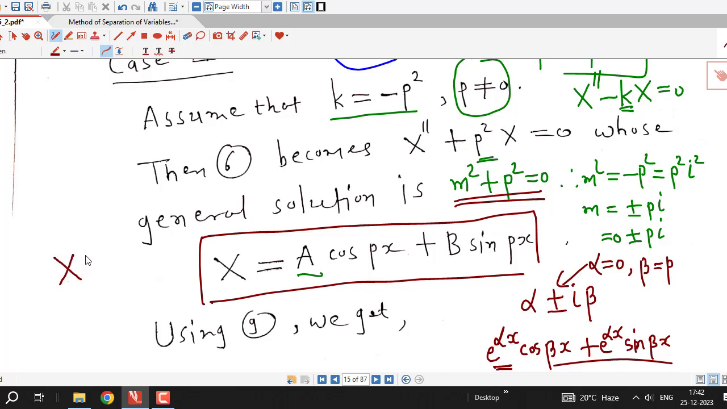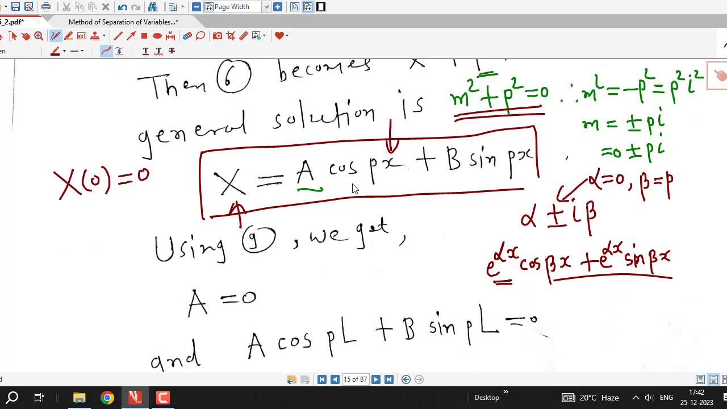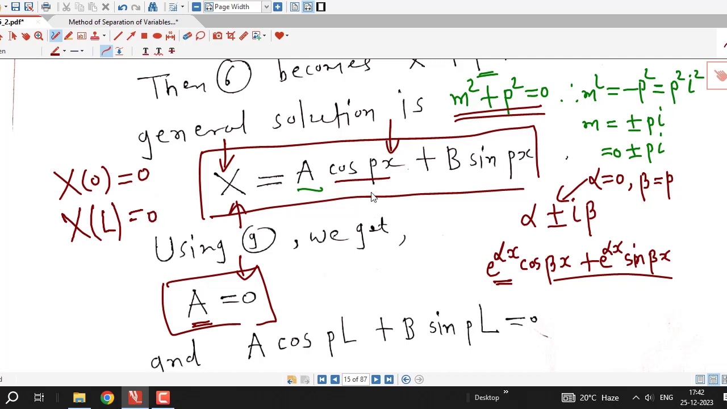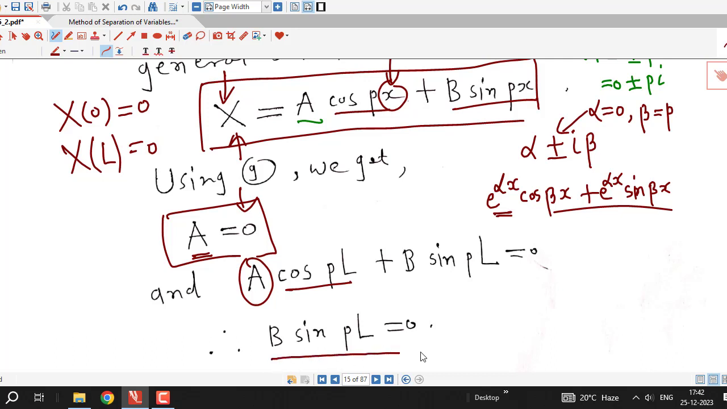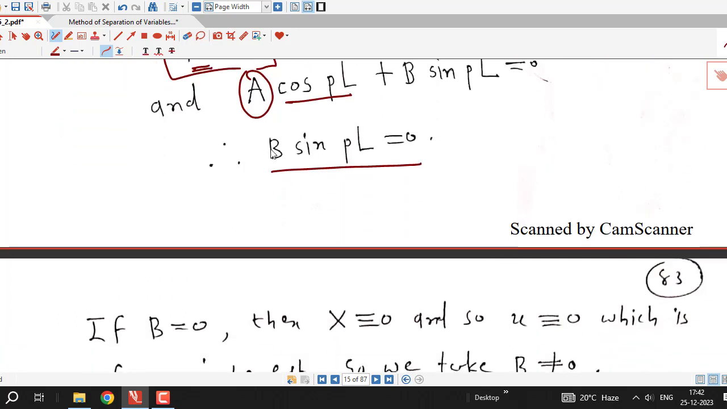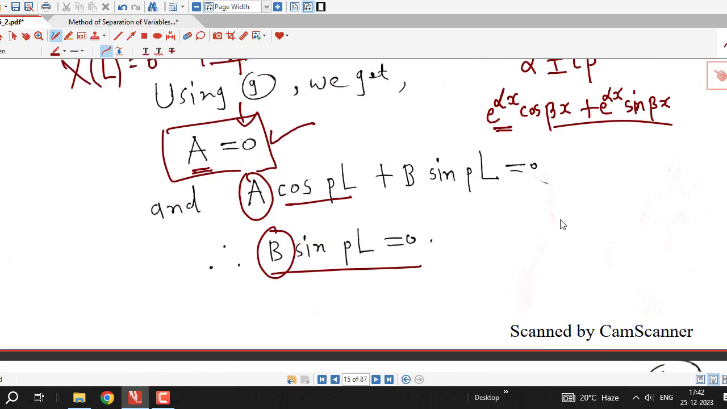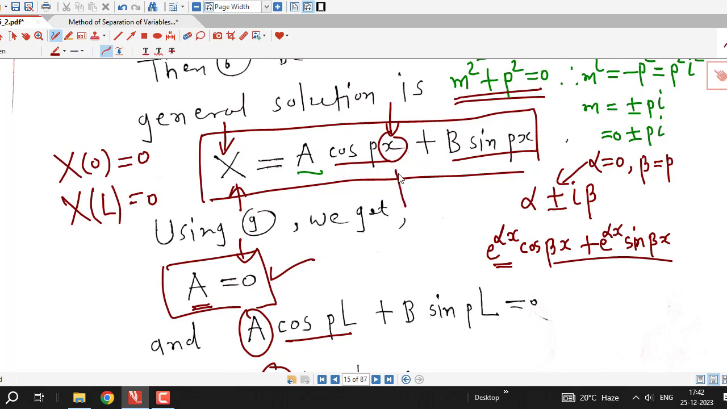Now we use those two boundary conditions. If I take X of 0 equal to 0, that is I put x equal to 0 and capital X equal to 0, and here we can see capital X is 0, a times cos 0 plus b times sin 0 is 0, so we obtain a equal to 0. If we use X of L equal to 0, then a times cos pL plus b times sin pL equal to 0. But a is 0, therefore b times sin pL equal to 0. And if we take b equal to 0, then a is already 0. So if we consider b equal to 0 and a is already 0, then we will have X equal to 0.